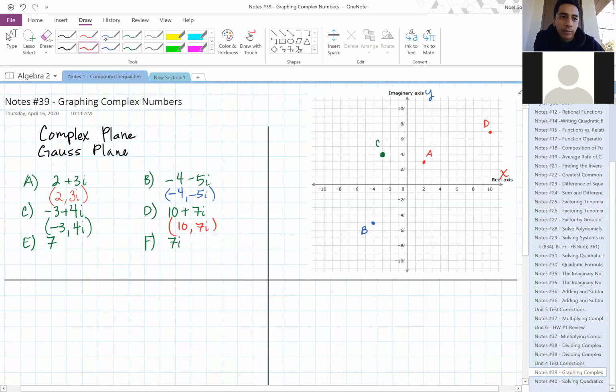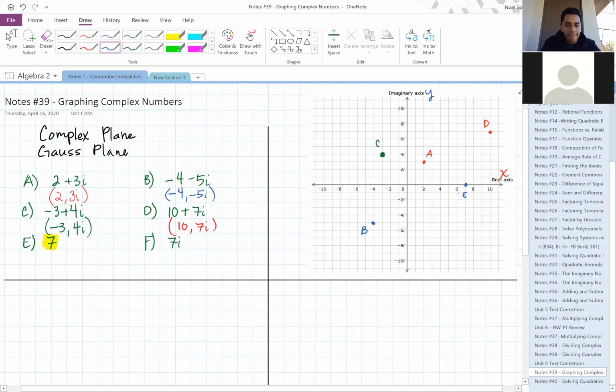And then E, right? What happens if you only get a real number? There is no imaginary number there. It's only a real number. So then you would go along the real axis to 7, right? But because you don't have an imaginary number, that means you don't go up and you don't go down. You're going to stay on the real axis. So your point is just going to be at the 7 there. Okay, so that's your point E.